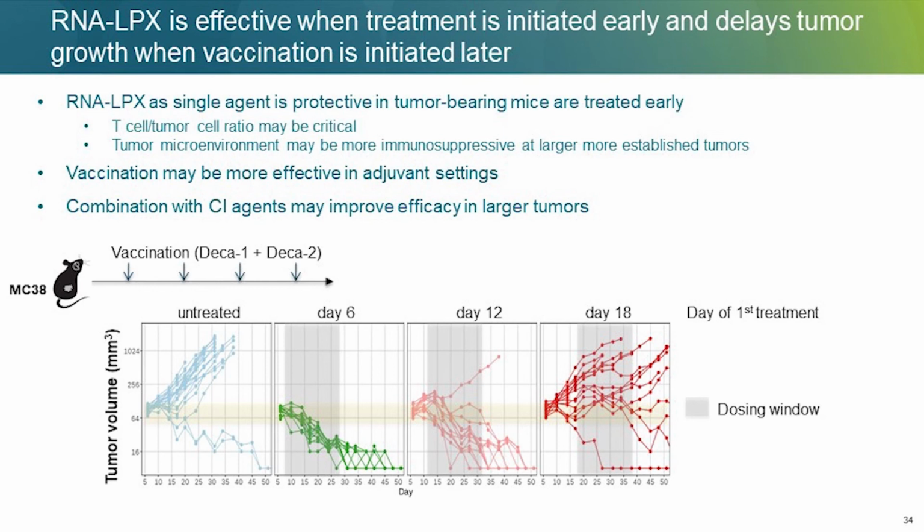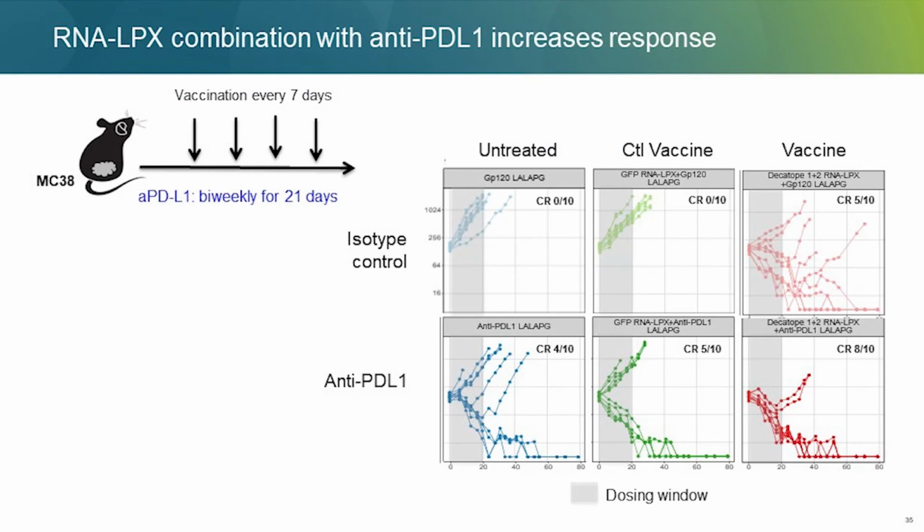So I think this is a good argument for testing a vaccine in an adjuvant setting and also in combination with checkpoint inhibition. So that's what we did. We tested our vaccine with anti-PD-L1, and as you can see here, vaccination alone is leading to tumor regression. But when it is combined with anti-PD-L1, we do observe a more profound response, suggesting that these T-cells are more effective and that combination is needed.